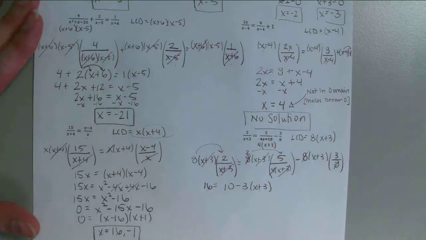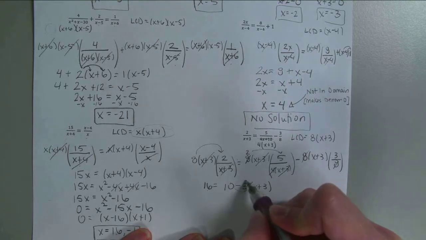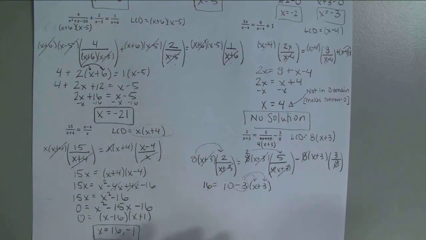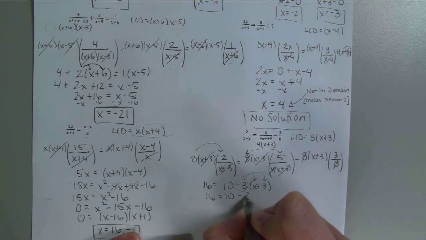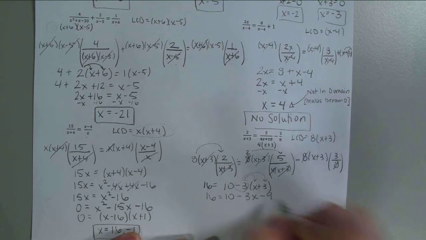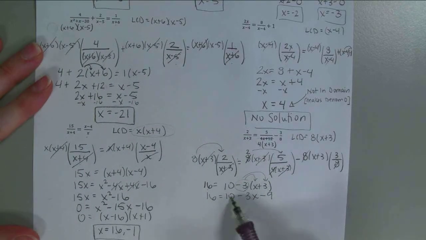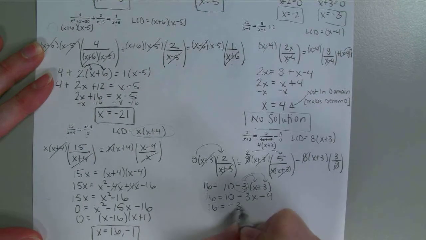So when we go to distribute, the key thing, guys, is that negative's going to go with them, all right? So make sure you change both of those signs. So this will be 16 equals 10 minus 3x minus 9. Gather like terms, so on the right you can do 10 minus 9, so you just have 16 equals, what's that going to be, negative 3x plus 1.